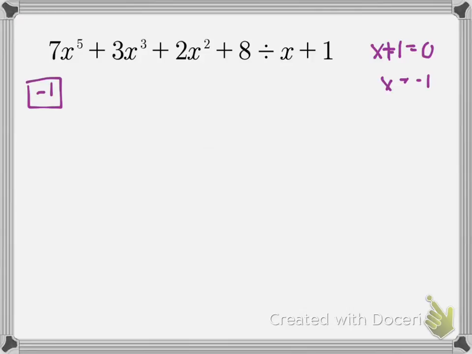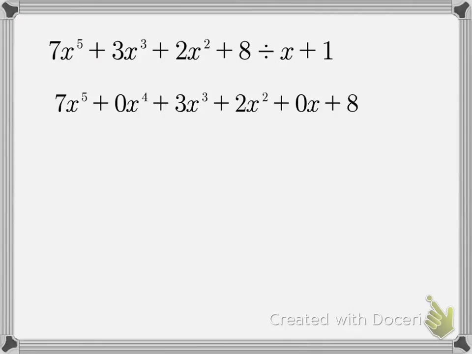So that means 7x to the fifth comes next. Now what comes after that would be the x to the fourth term. And if you notice, this problem doesn't have one. So here's how I would actually have to write it out. Since there's no x to the fourth, I'm actually going to put a 0. And then there is 3x to the third and 2x squared, but then after that there's no x to the first, so again I'd have to put a 0.